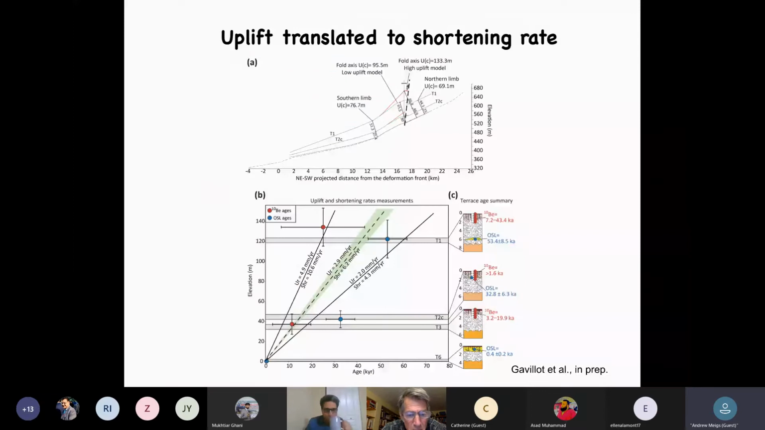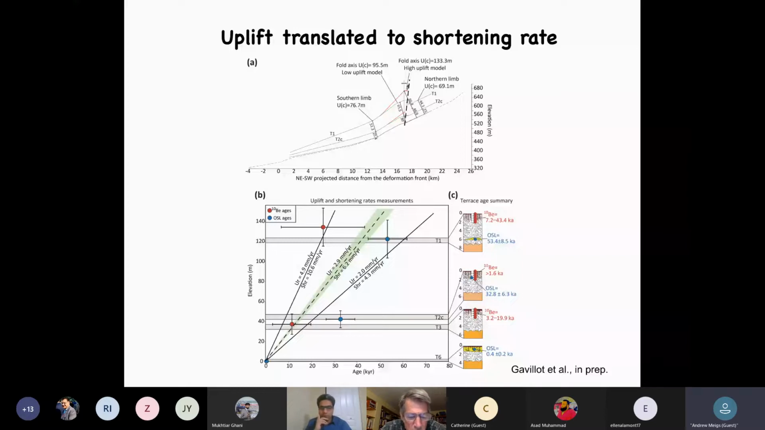And this is a profile of those terraces going up and over the anticline. And what you see is that terrace T1, for example, which is the oldest, is higher and more tilted than younger terraces such as T2 and the youngest terraces at the river bottom.